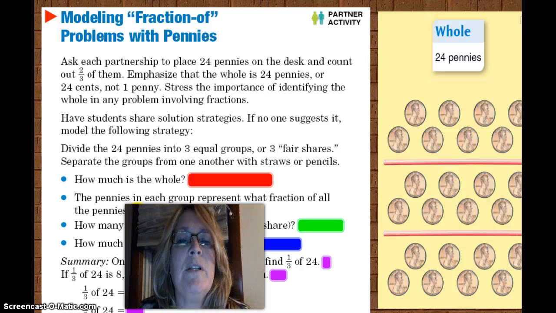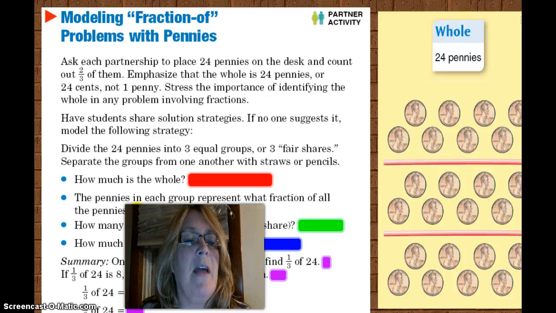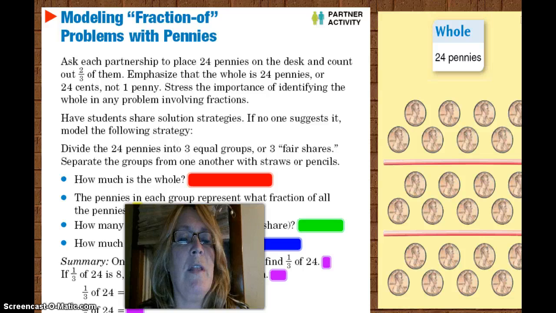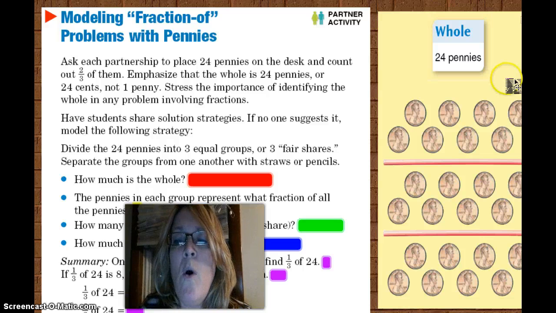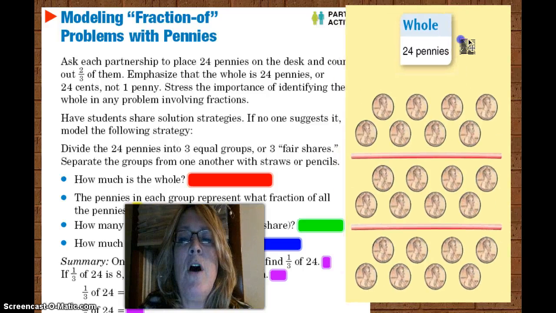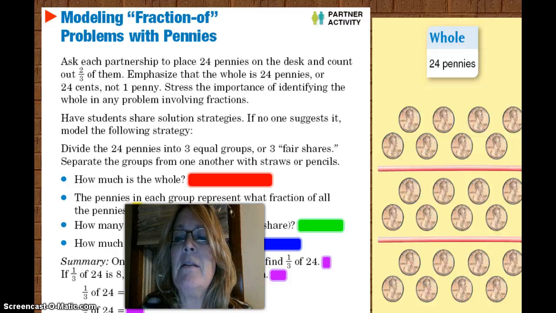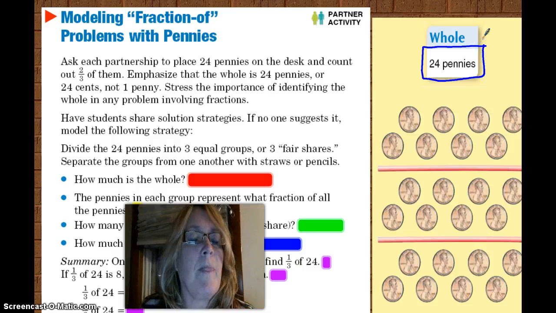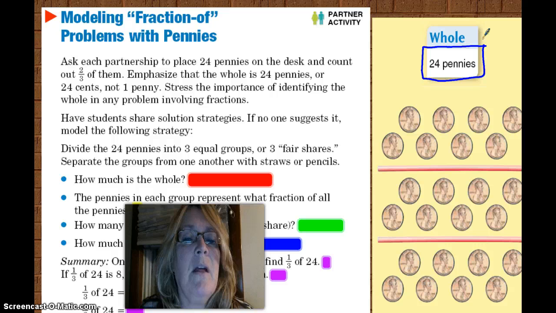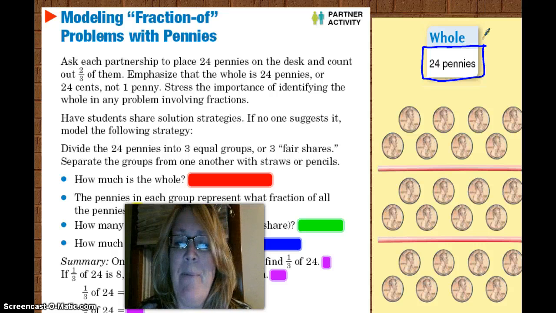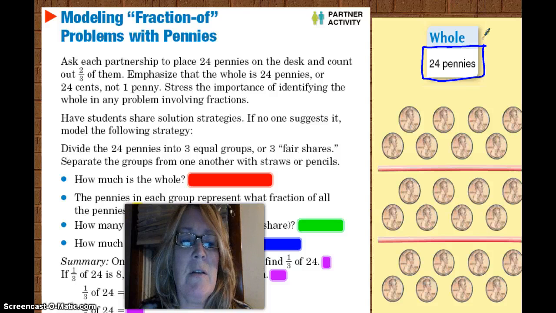So if there were 24 pennies on a desk and you had to count out 2/3 of them, the whole is the 24 pennies, or 24 cents. It's not just 1 penny. It's really important that you identify the whole in any problem involving fractions.